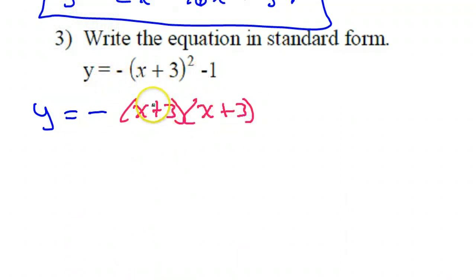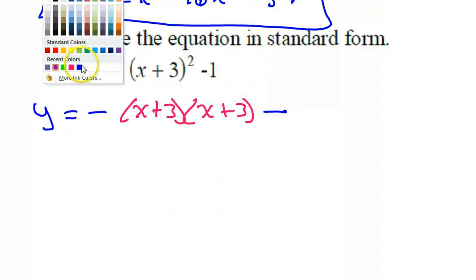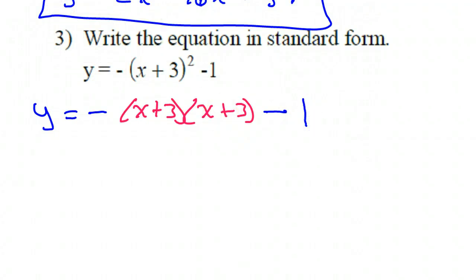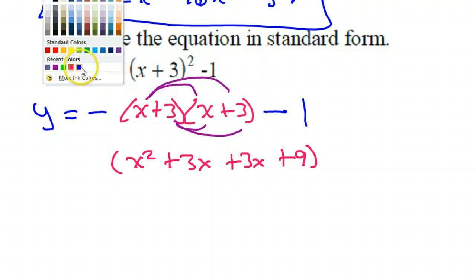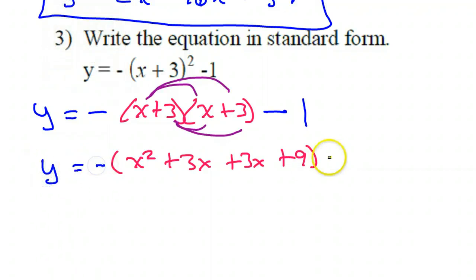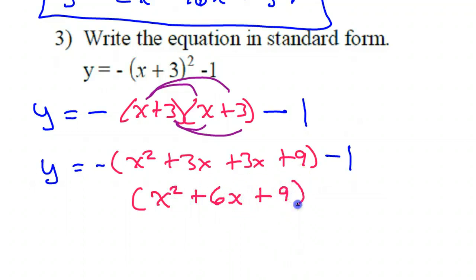Alright, x plus 3 squared obviously means x plus 3 times x plus 3. Okay, so we're doing that double distributive property once again. So that's going to give us x squared plus 3x plus 3x plus 9. Okay, and combining some like terms, you have x squared plus 6x plus 9.